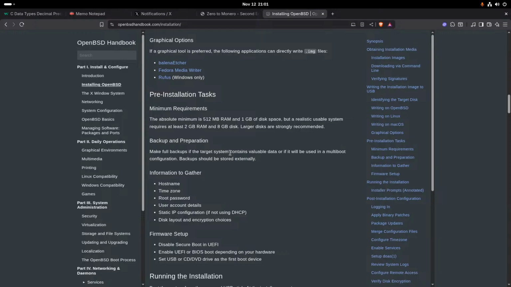Wow, half a gig of RAM. But realistically, usable systems require at least 2 gigs of RAM and 8 gigs of space. Larger disks are strongly recommended. Interesting.